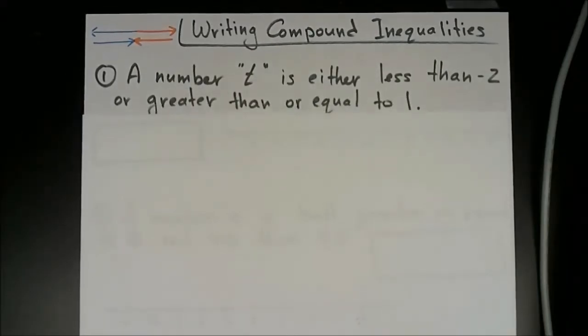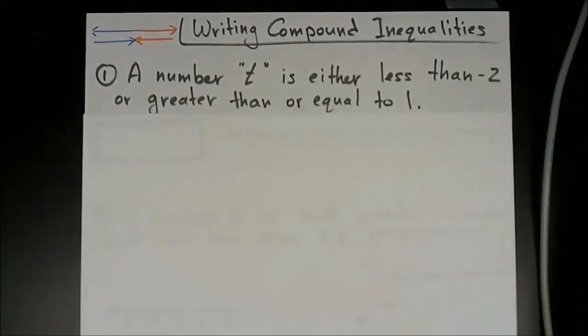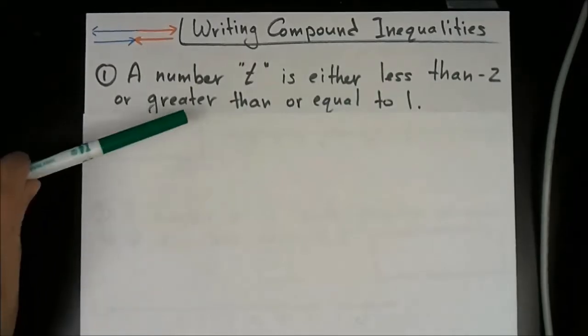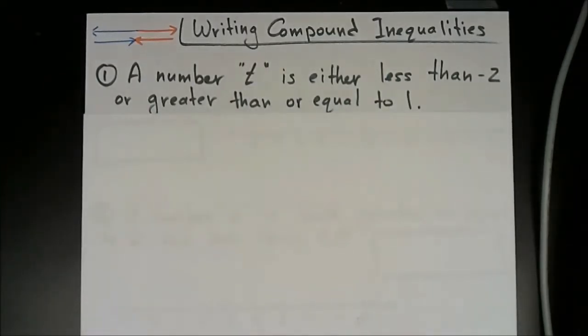So can someone in the class read number 1 out loud? So this is a word phrase. They told us what the variable should be. They don't leave this one to imagination. A number, t, is either less than -2 or greater than or equal to -2. So we have two keywords here. Less than, greater than, or equal to. Cheat sheet time.